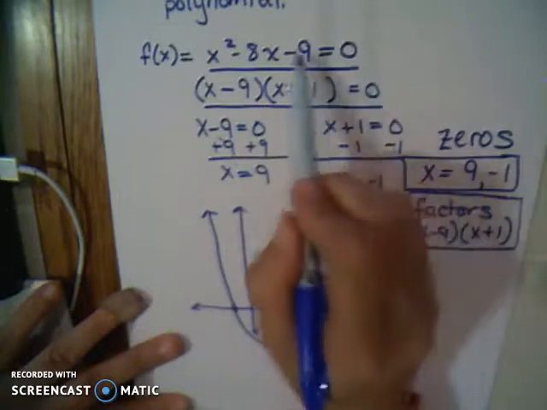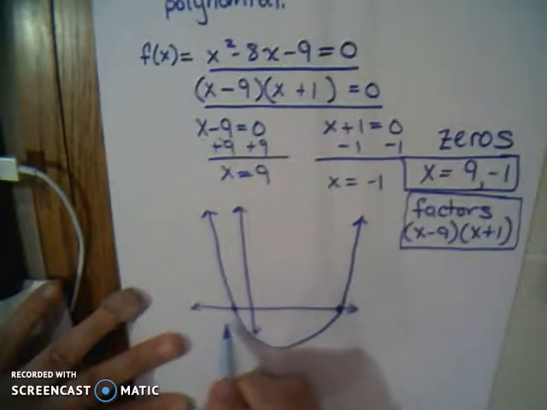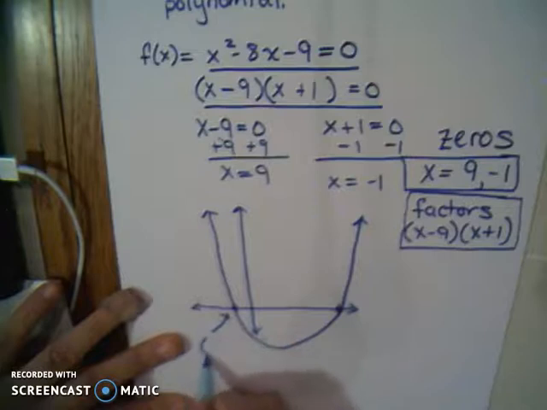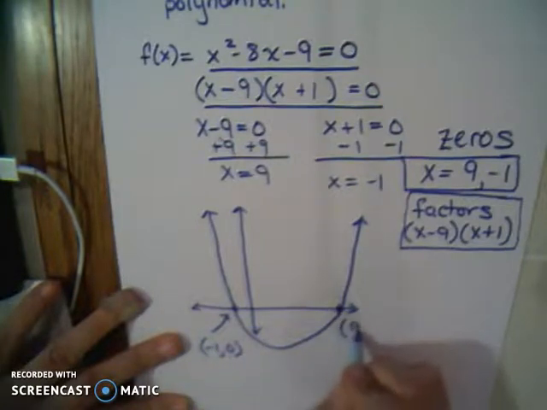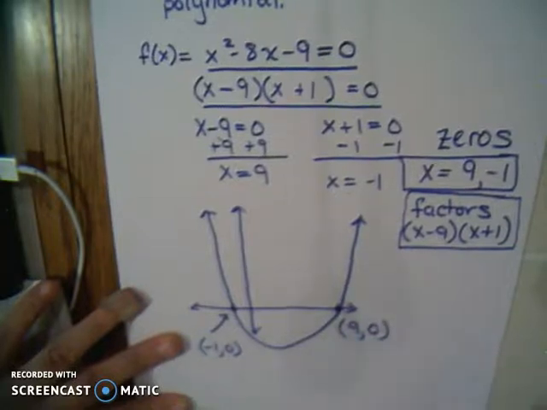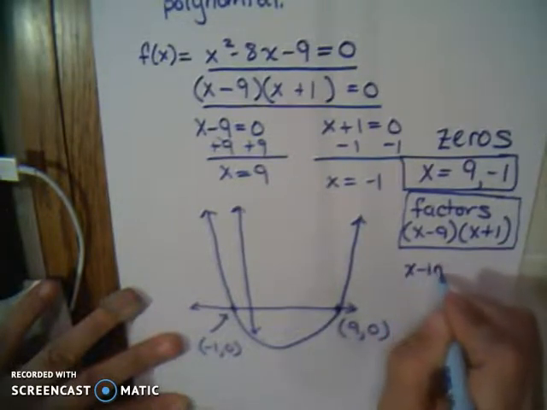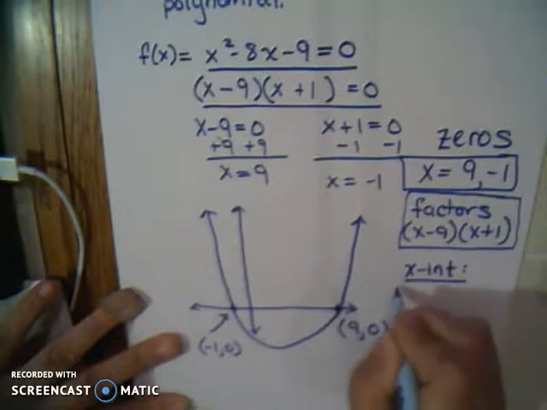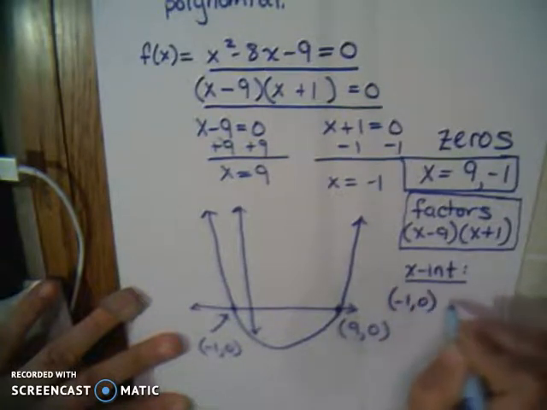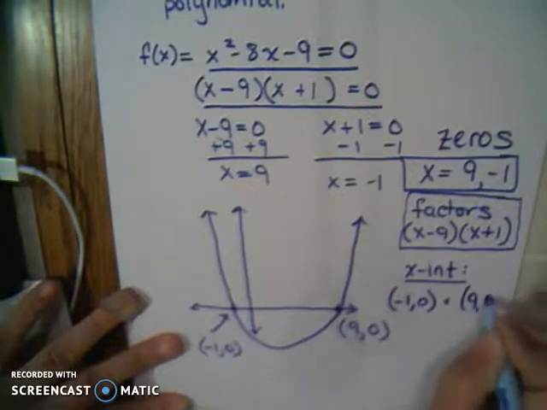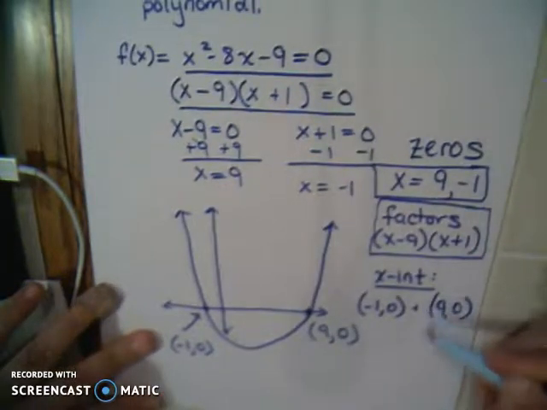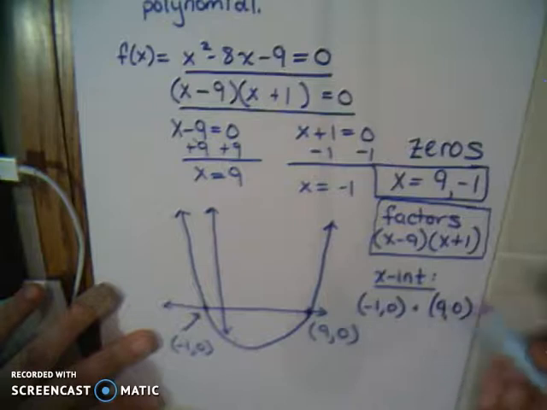If you were to type this into y equals in your calculator and look at those x-intercepts, it would give us an x-intercept at -1, 0 and at +9, 0. So the x-intercepts for this graph are -1, 0 and 9, 0. And notice that all three of these answers are using the same numbers. They're just writing them differently.